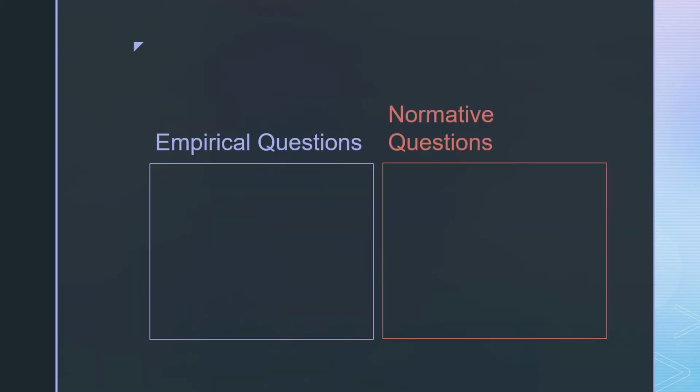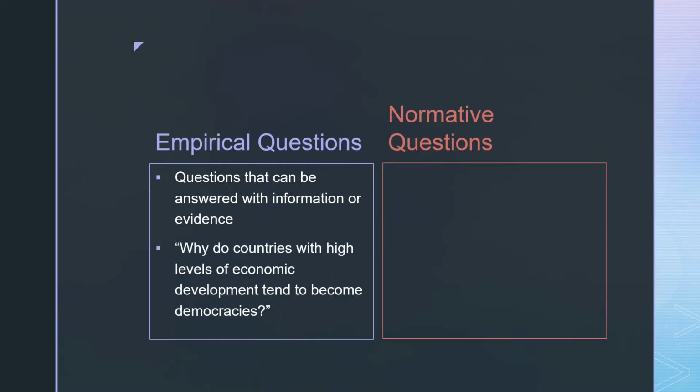Academic researchers divide research questions into two categories, empirical questions and normative questions. Empirical questions are questions that can be answered with information or evidence about the world around us. An example of a comparative political science empirical question is, why do countries with high levels of economic development tend to become democracies?